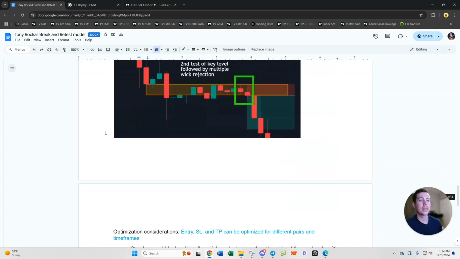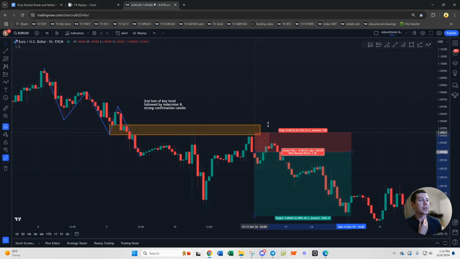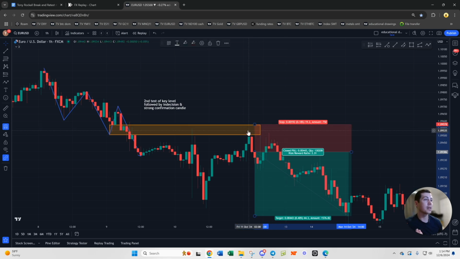But the last thing I wanted to go over in the documentation, of course, are optimization considerations. So if this is a strategy that you want to backtest, maybe after you get a decent sample size, you could try to optimize things like, should the stop loss be the wicks versus the bodies, or maybe we could just put it on the other side of the key level. Maybe that works out a little bit better. Maybe sometimes it barely gets past the wick and goes down, so maybe you could also just do a few pips past the retest.